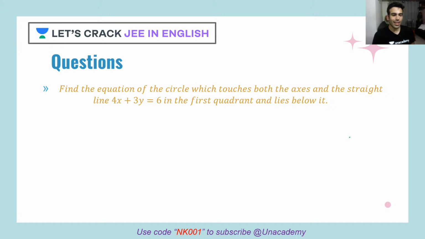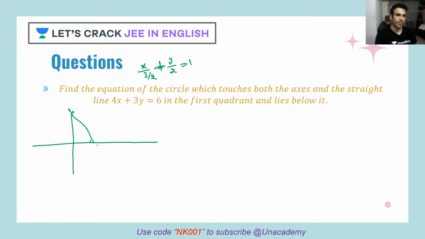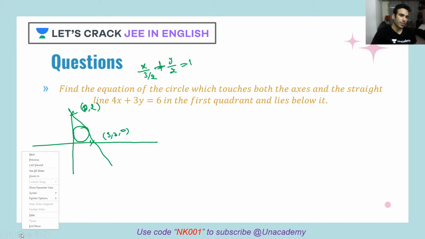Go ahead. But if you want, I'll just draw the diagram for you so it becomes easier to solve the question. It touches both the axes and the straight line 4x plus 3y is equal to 6, so this will be x by 3/2 plus y by 2 is equal to 1. So the y-intercept is 2 and the x-intercept is 3 by 2. It's somewhat like this: 3 by 2 comma 0 and this is my 0 comma 2. Now this circle is in the first quadrant, so let's say the circle is touching both the axes and this third line. Okay, your time starts now.